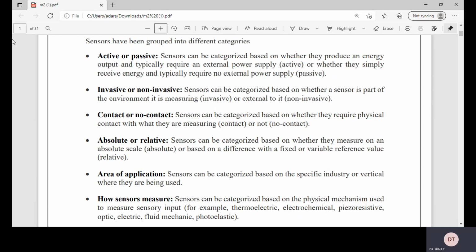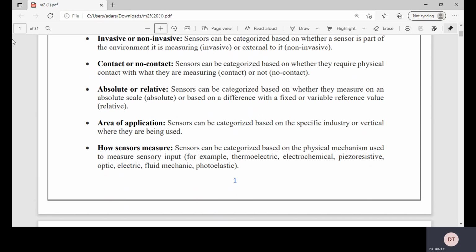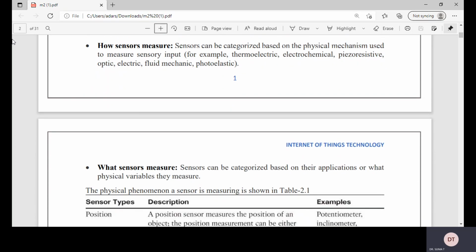Based on the area of application, we are also going to categorize the sensors. And based on how sensors measure, we are also going to classify them. And based on what sensors are going to measure, we are also going to categorize the different sensors. Now I'll take the first one, that is active or passive sensors. Passive sensors.